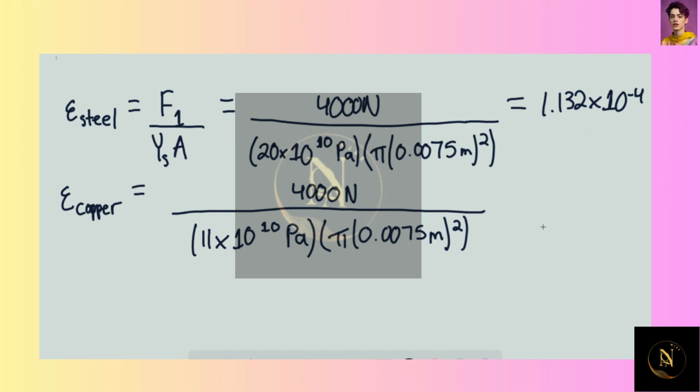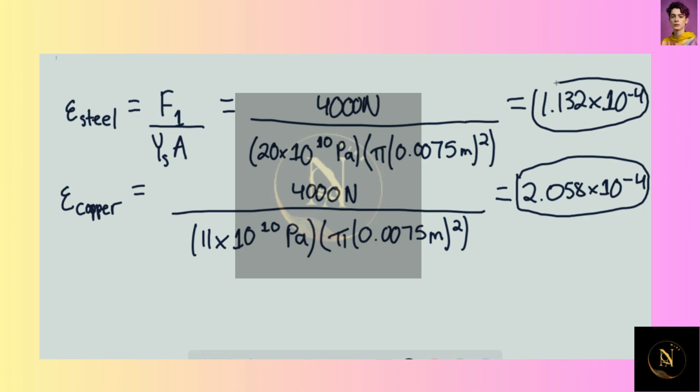And this is giving us 2.058 times 10 to the negative fourth. So this would be the strain of the copper rod, and of course the strain of the steel rod.